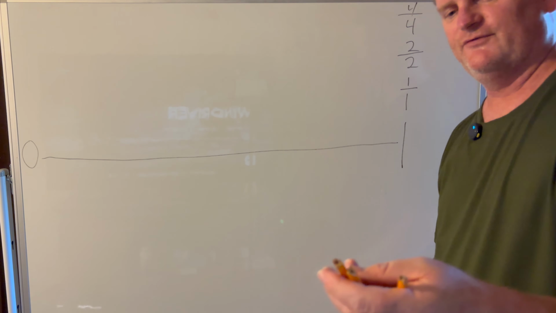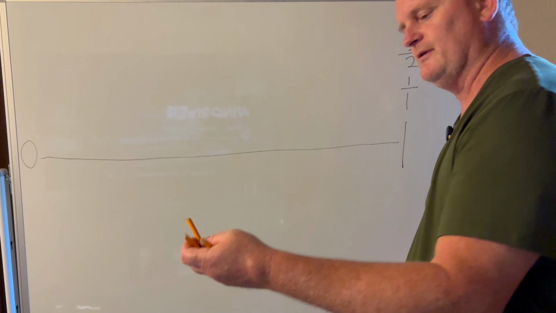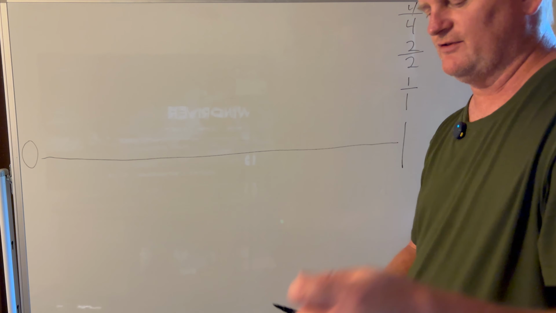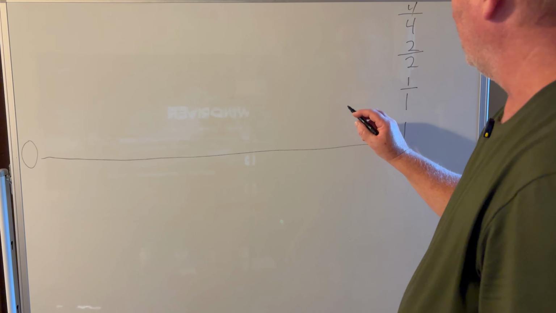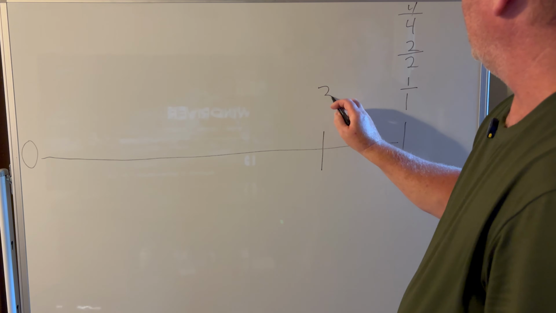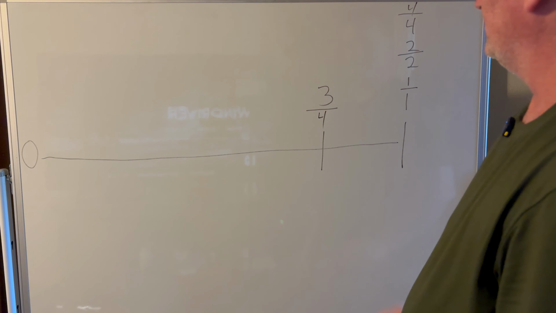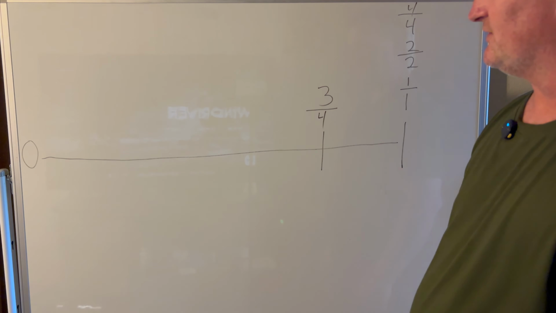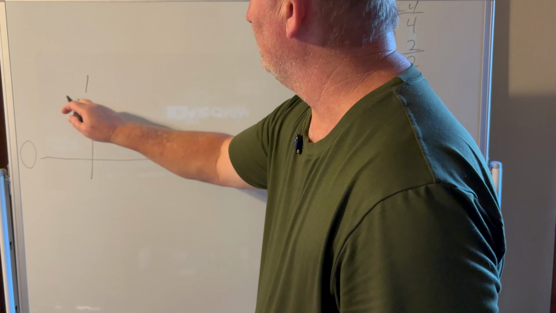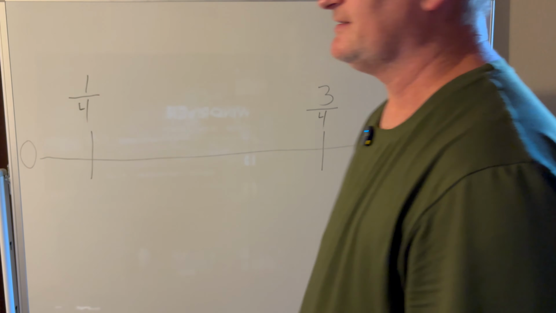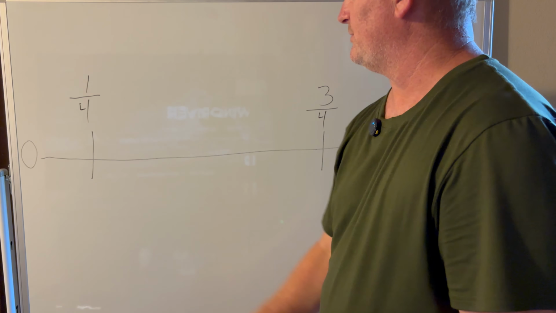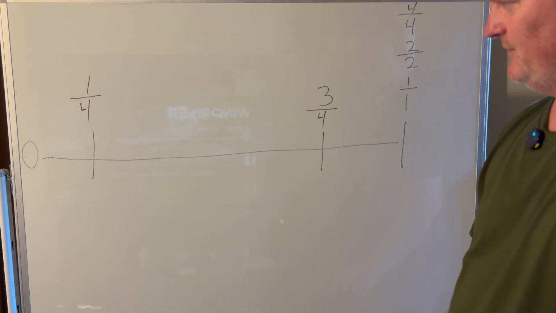Now let's say I give you 3. I give you 3 of those 4 pieces of that pencil. You now have 3 of the 4 pieces. You have 3/4 of the pencil. I now have 1 of those 4 pieces. That means I have 1/4 of the pencil and you have 3/4 of the pencil.